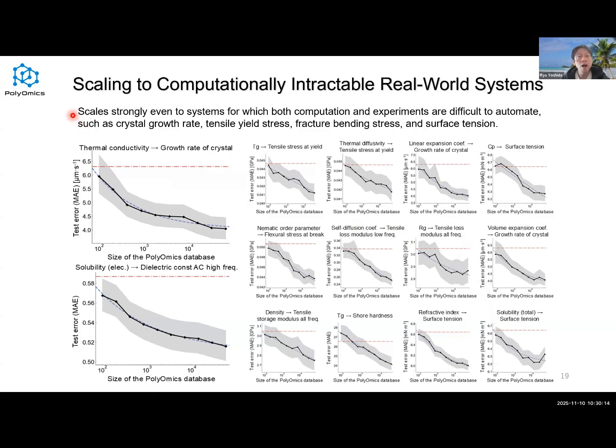So you can observe that our computational data, the PolyOmics database, scales strongly even for systems in which both computation and experiments are difficult to automate, such as crystal growth rate and tensile yield stress. Direct evaluation based on molecular dynamics simulation is technically infeasible within a short time period because of the large discrepancy in time scale between the simulation and real-world physical phenomena. Such a scale gap can be filled by using sim-to-real machine learning to bridge the gap between the computation and the real-world system.